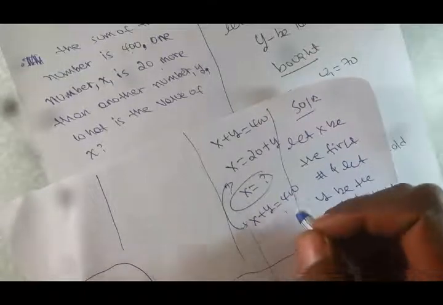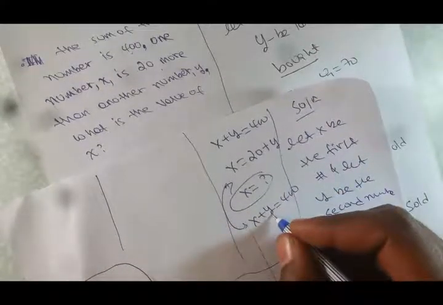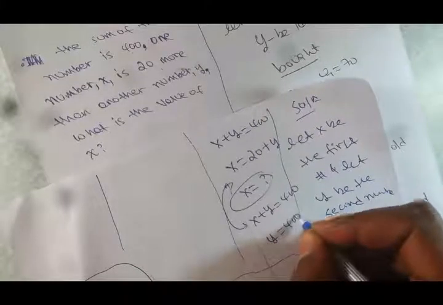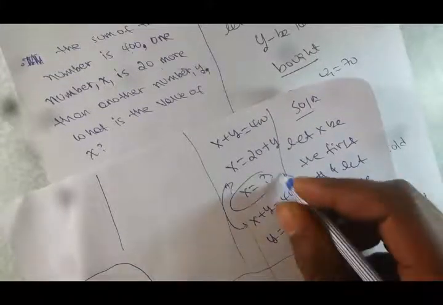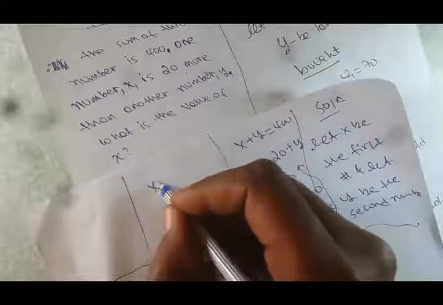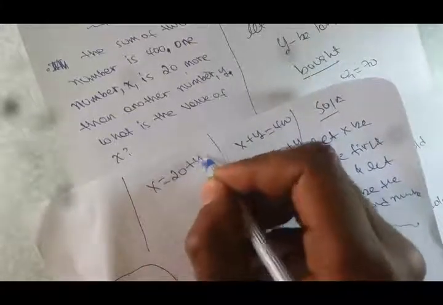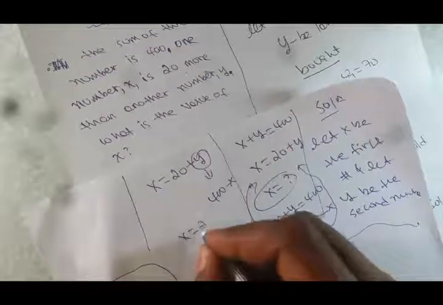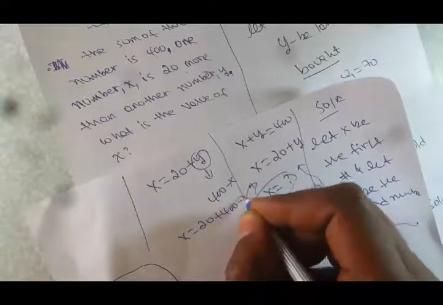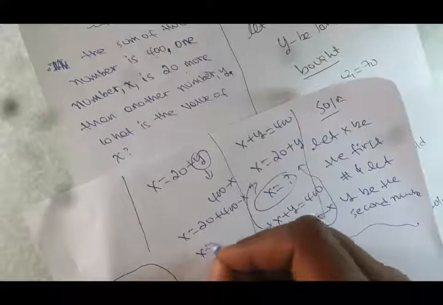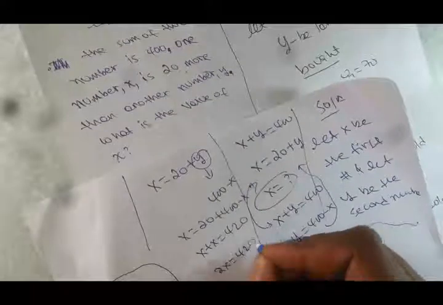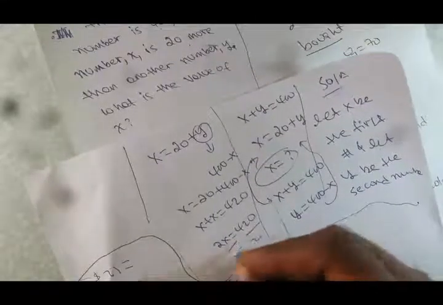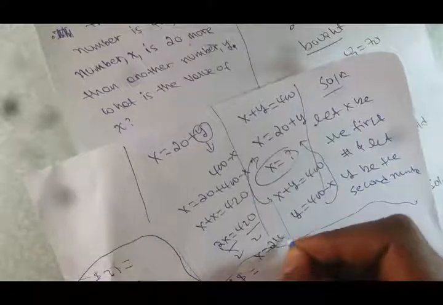So we have to eliminate any kind of y in our equation. Therefore, when we eliminate y, y is equal to 400 minus x. Inserting this into the equation, we already know that x is 20 plus y, and y is 400 minus x. Therefore, x is equal to 20 plus 400 minus x. Collecting like terms, x plus x is equal to 420. 2x is equal to 420. When we divide by 2, x is equal to 210.